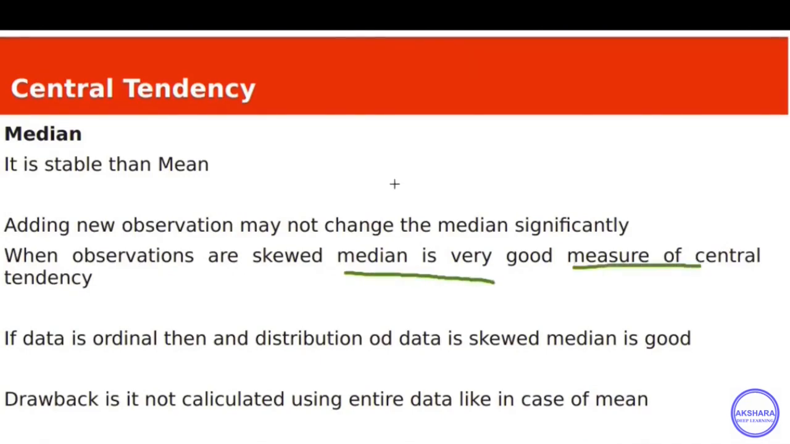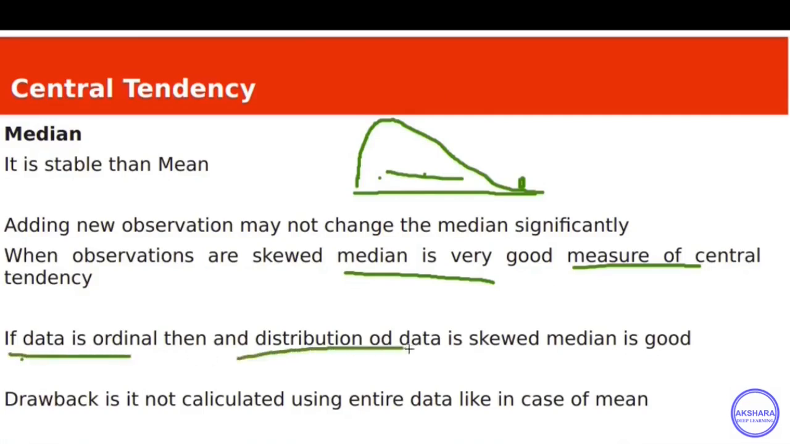If outliers are there, for example a CEO salary far from all the other employee salaries, then the frequency here will be high and here it is low. In this kind of situation, median will be a good measure of central tendency. If data is ordinal and the distribution of data is skewed, then median will be the good measure of central tendency. The drawback of median is that it is not calculated using the entire data like in the case of mean.